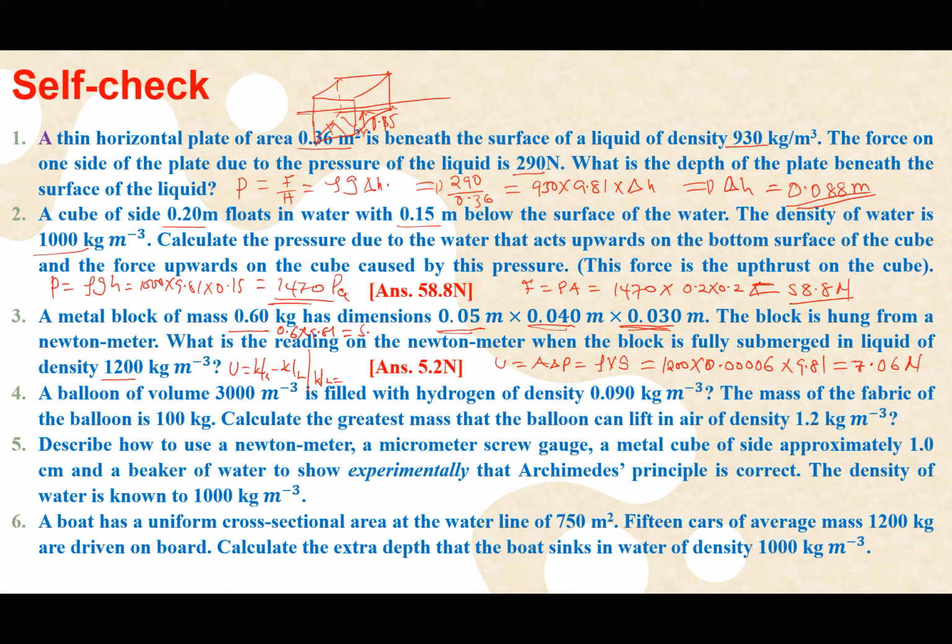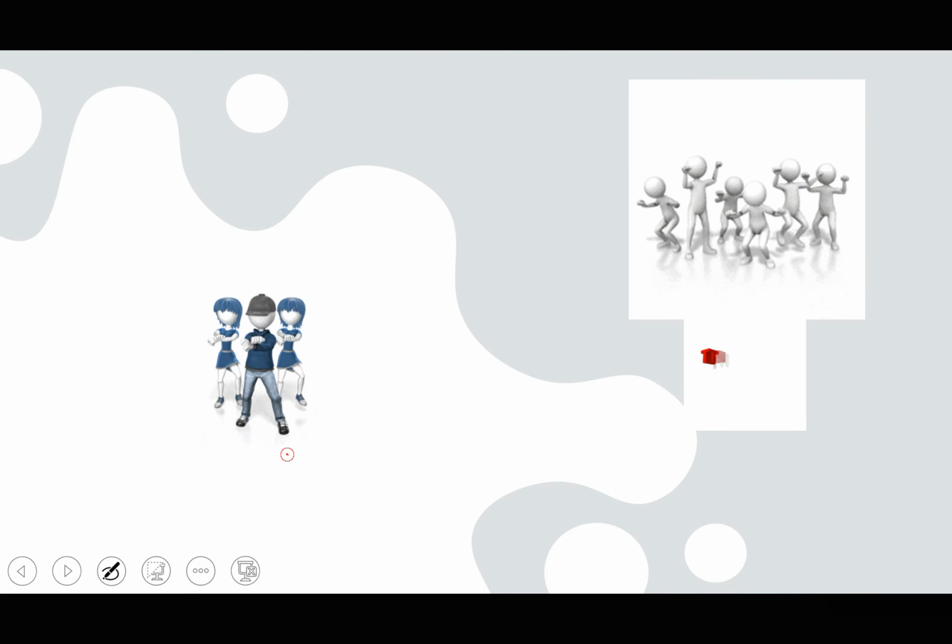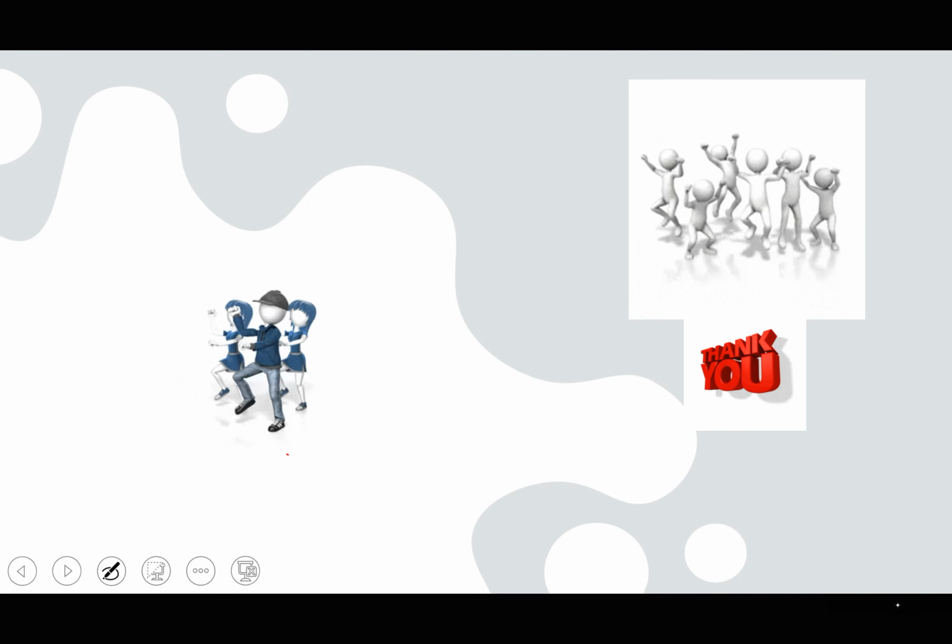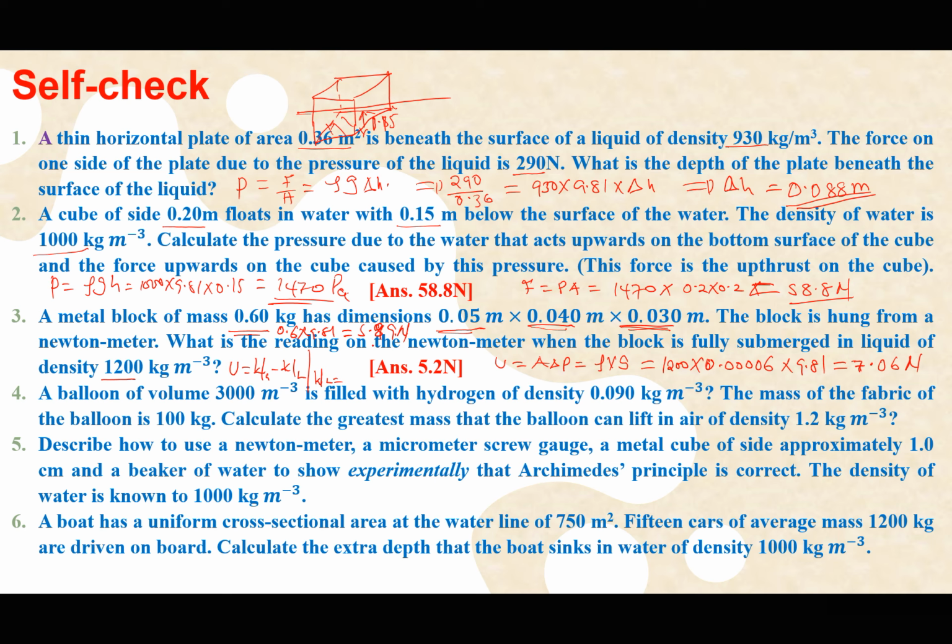So the weight in air is 5.89 newtons, three significant figures. That is the weight in air, that is mg. So the weight in the liquid is the weight in air, 5.89, minus the upthrust, which is 7.06. So minus 7.06.